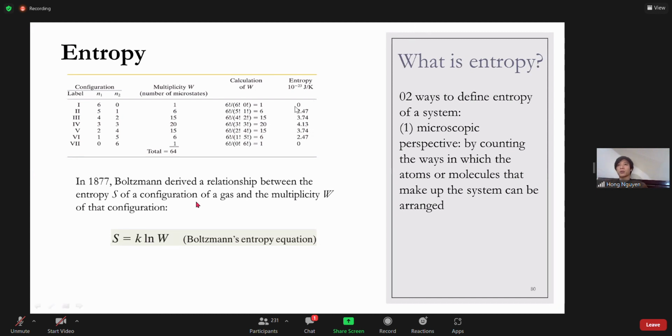And to calculate the entropy of each configuration, we apply this formula. Here, this is what we already calculated for our system of 6 molecules. So what we see here is that the entropy of configuration 4, the half-half one, is still the biggest. So we see the entropy associated with configuration 4 is also the biggest. So this is the way we define our entropy in terms of the microscopic approach.